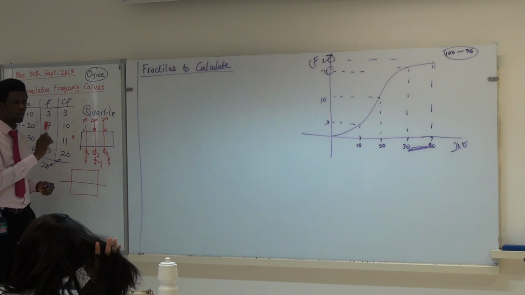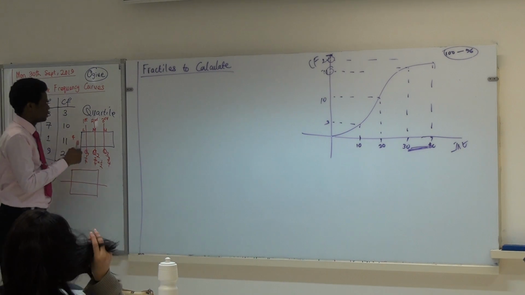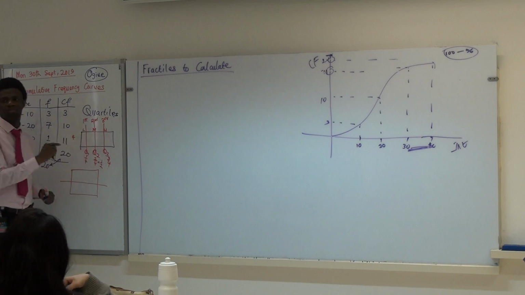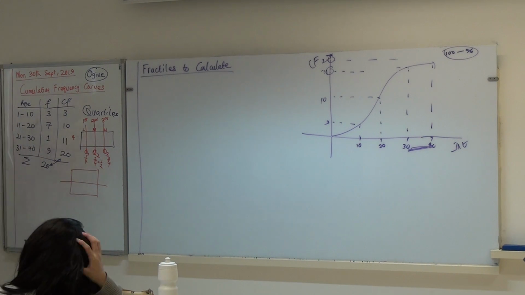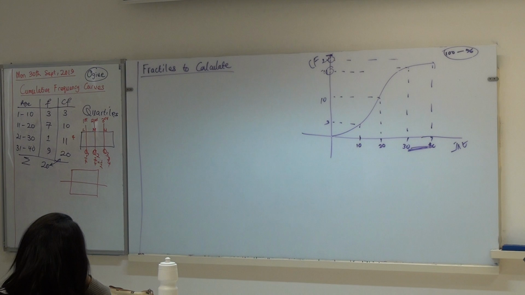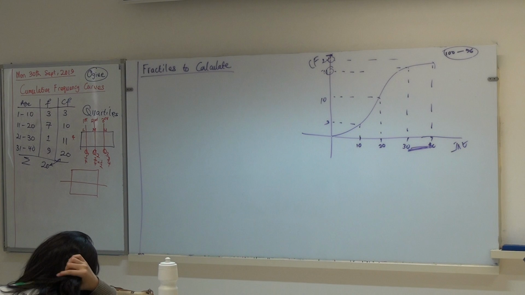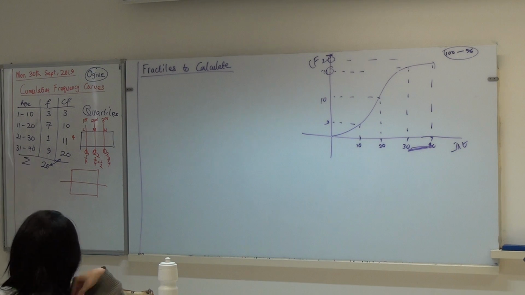So quartiles divide the distribution into 4 equal parts. That's why there are 3 of them. Now, if I want interquartile range, what does interquartile range mean? Let's start with the word range. What does range mean? Largest minus lowest, right? So interquartile means among the quartile. What is the range?